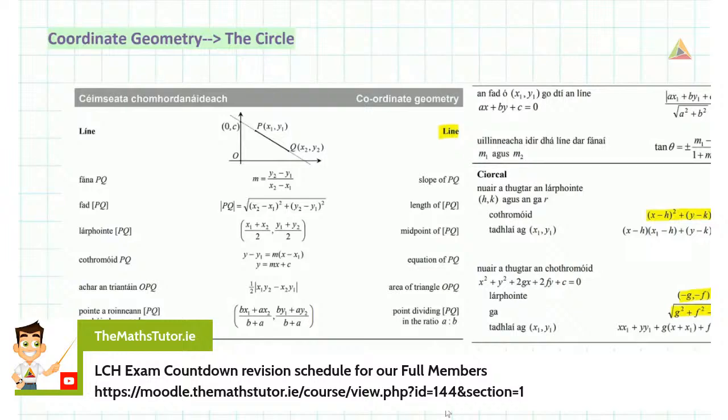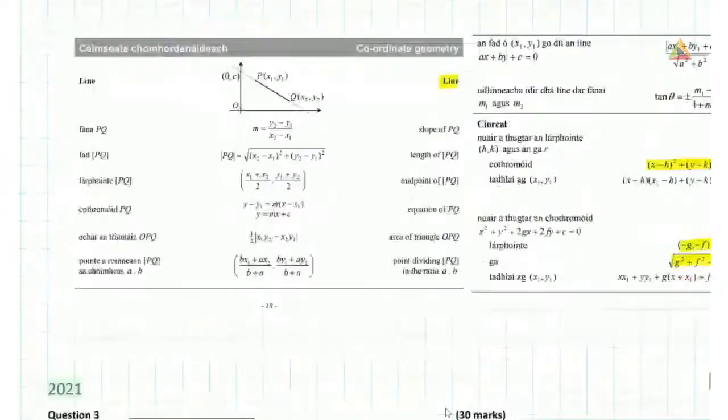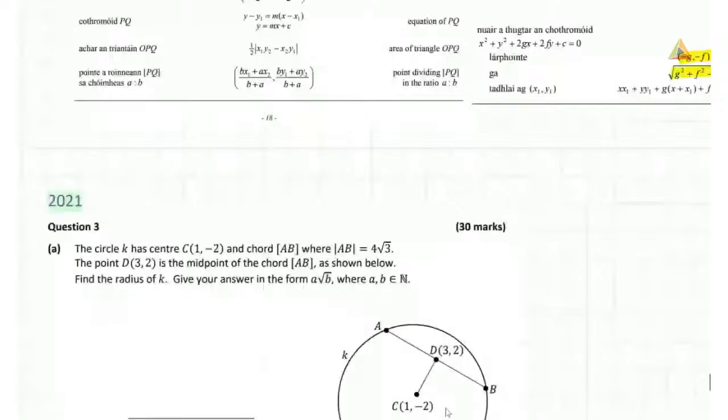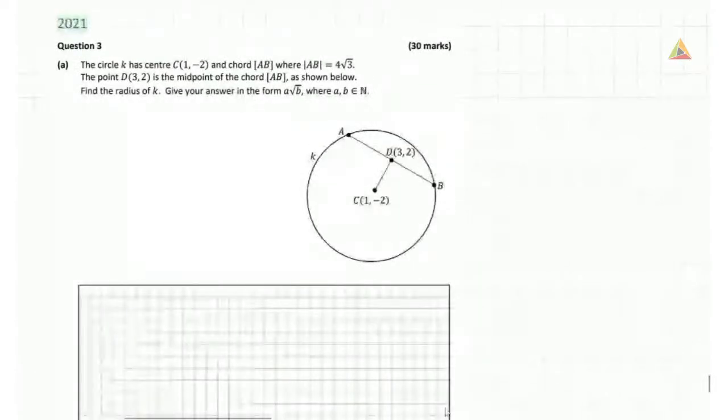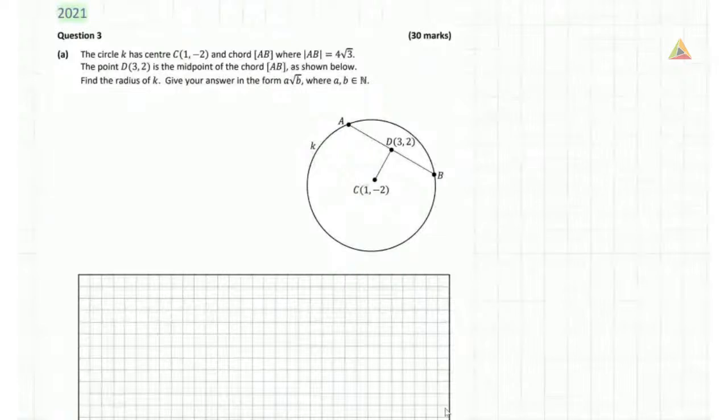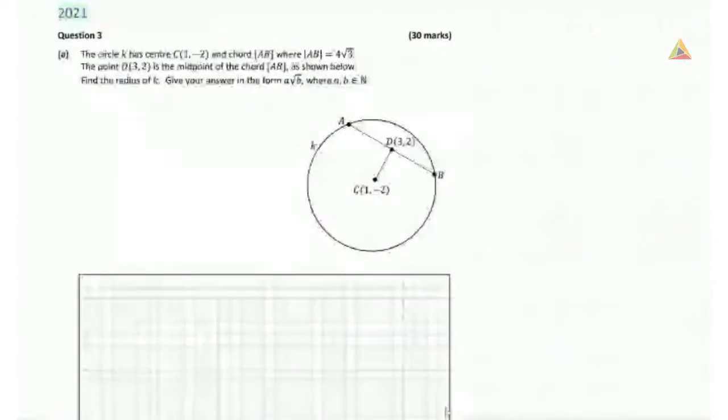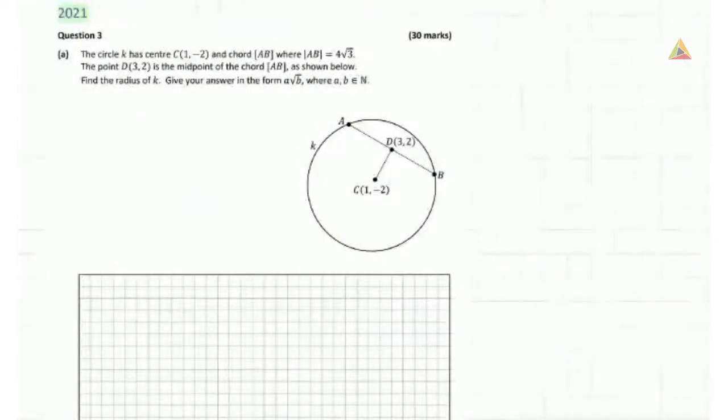Okay, so let's get straight into it. We're going to have a look at a couple of exam questions today. So we're going to start with the 2021 question. Paper 2, coordinate geometry of the circle, is always paper 2. And this is question 3 from last year's paper.